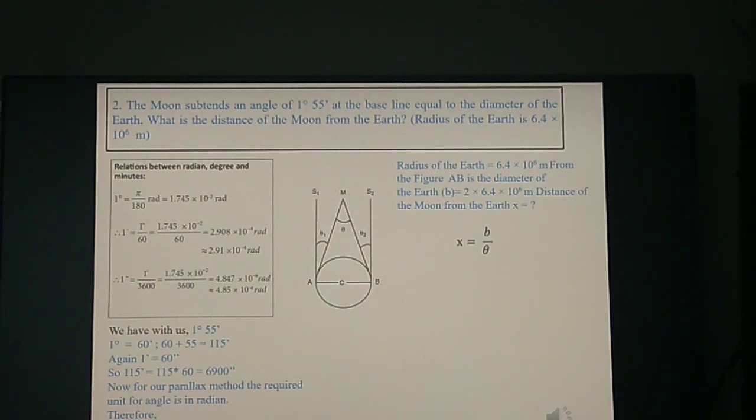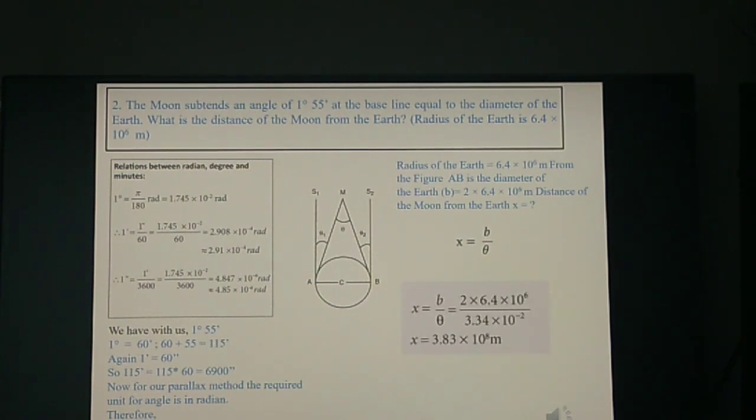Next, back to our formula which I have taught you in the first lecture on the second chapter. So x is equal to b by theta. What is x? x is the distance between the moon and the earth. b is the diameter, which is twice the radius, and the radius is given to us. So by doing simple division, we are going to get the distance between the moon and the earth, which is 3.83 into 10 raised to 8 meter. Is it clear? Okay. So we will go to the next topic.